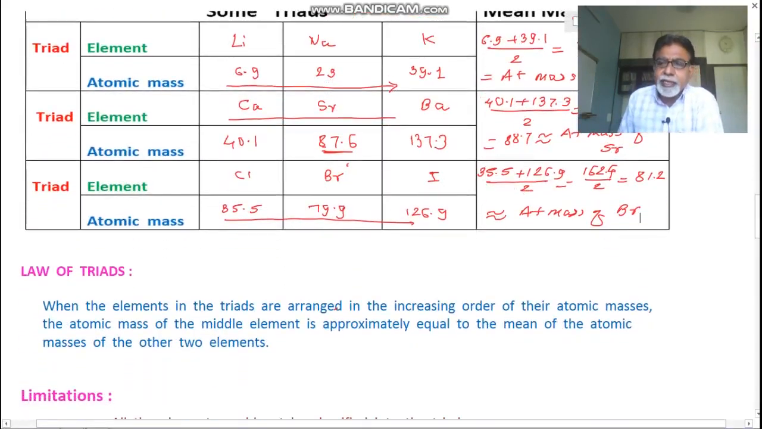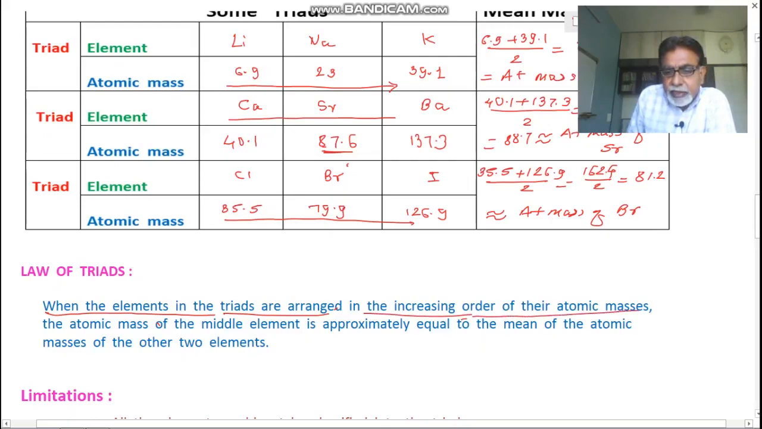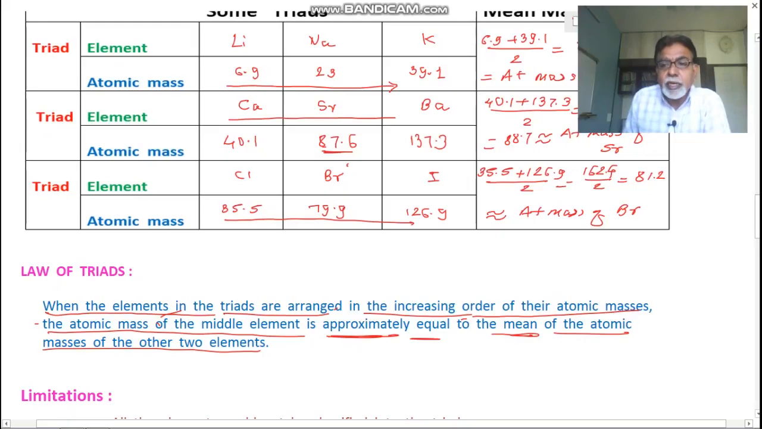It is not given like that in our textbook, but like this it is given. Look here, when the elements in the triad are arranged in the increasing order of their atomic masses, we can say that the atomic mass of the middle element is approximately equal to the mean of the atomic masses of the other two elements in that particular triad. This is called the law of triad. याला लॉ ऑफ ट्रायड असं म्हटलं गेलं.